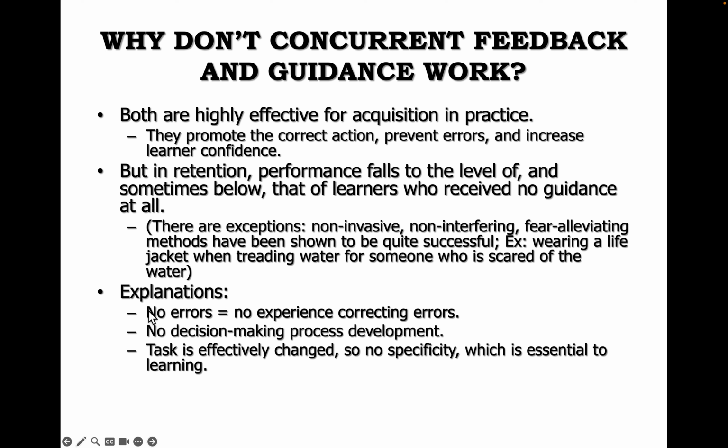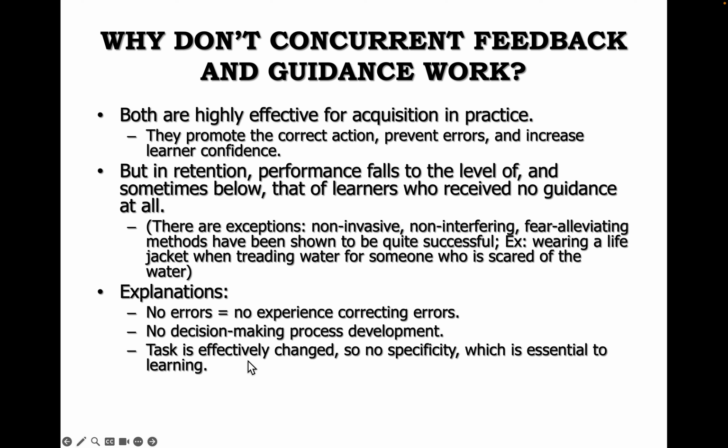So the explanations for why concurrent feedback and guidance feedback don't work are, first, that if no errors occur while we are first trying the task out, that means we don't get any experience correcting these errors. And second, because there are no errors, there's no decision-making process development while we're undergoing these trials.